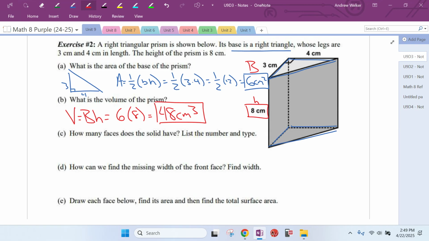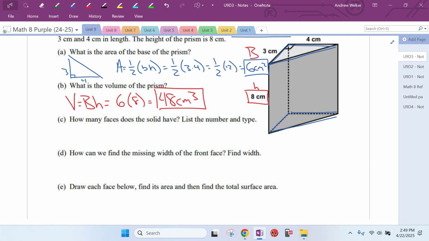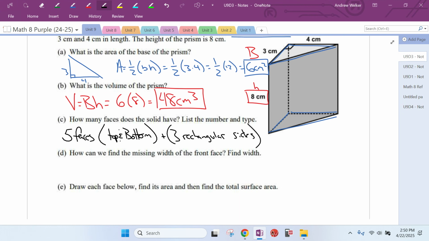So C says, how many faces does this solid have? Well, this prism has 5 faces, right? They have a top and bottom that match, and then there are 3 rectangular sides. So plus 3 rectangular sides. So those are my 5 total faces.